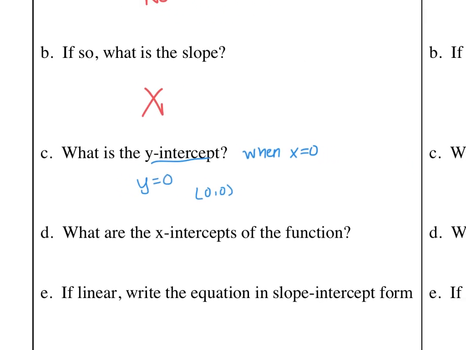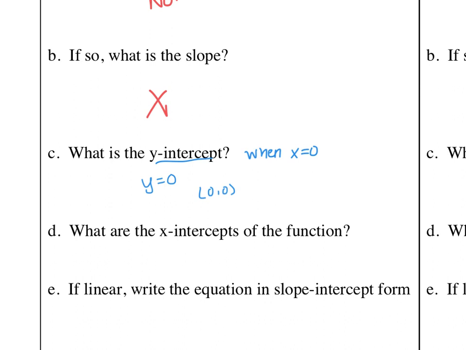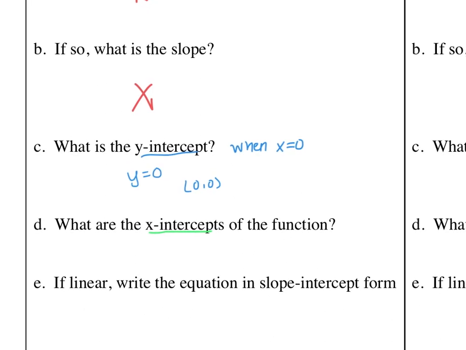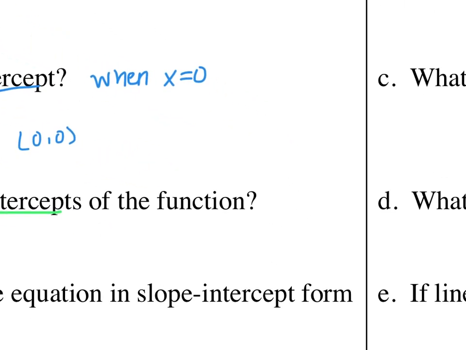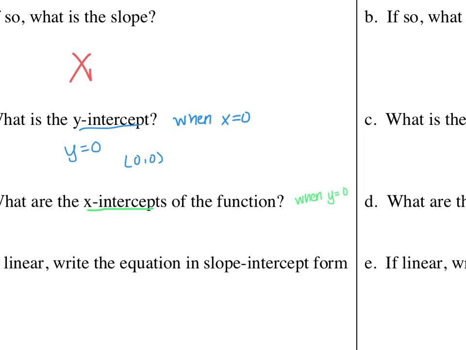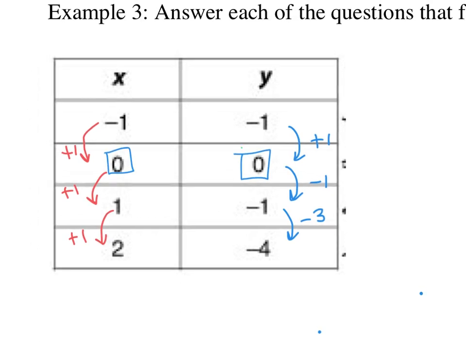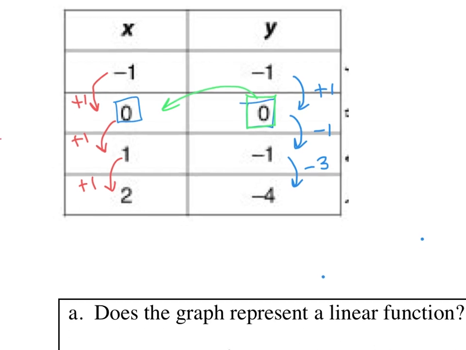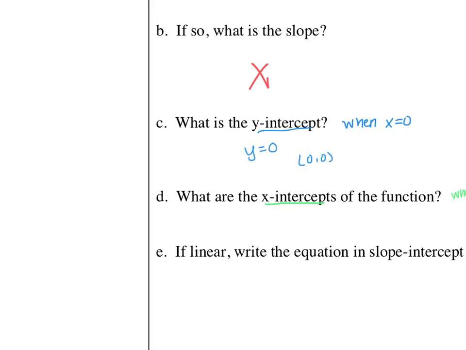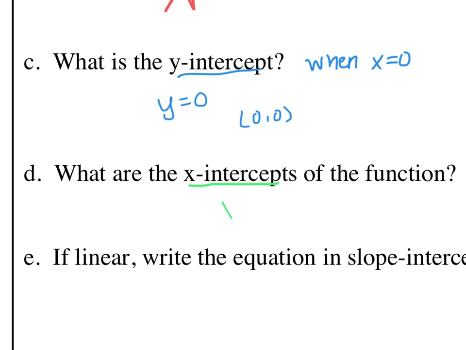What are the x-intercepts of the function? Well, the x-intercepts are when y equals 0, so if I go to my table of values, I have a y equals 0 right here. So that means my x-intercept is this exact same as my y-intercept. So I have another 0. So I can say x equals 0, or I can write it as an ordered pair, (0, 0).